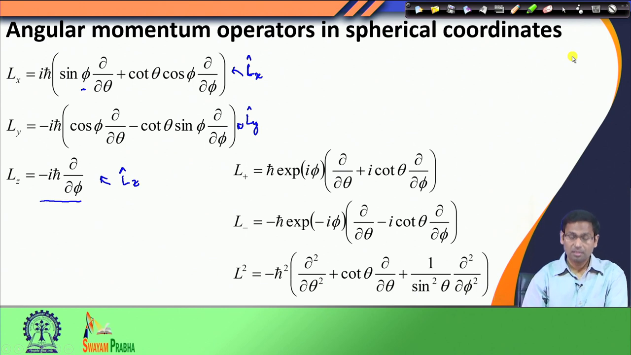Additionally, we can also see the other operators we had defined. For example, the L square operator has d square by d theta square, d square by d phi square, and d by d theta. So, this is the form of the L square operator in spherical coordinates, and these are the forms of L plus and L minus operators in spherical coordinates. So, you see that L square depends both on theta and phi, whereas Lz depends only on phi. We will keep this in mind because in our next discussion we will use this argument. These are the definitions of the operators in spherical coordinates.